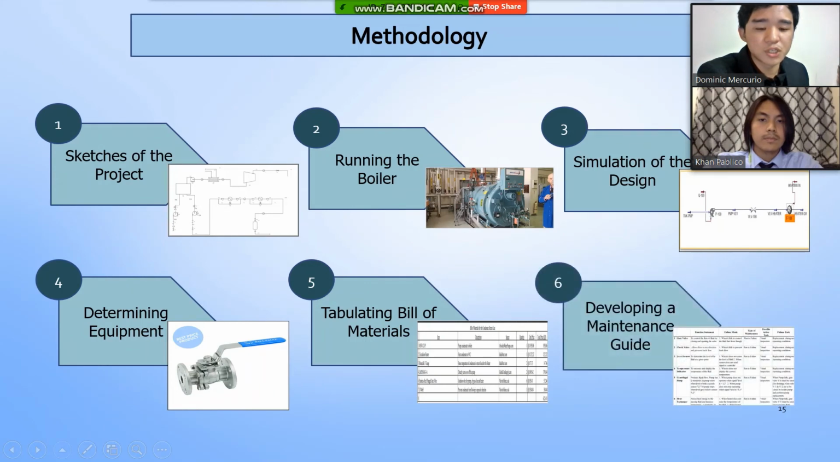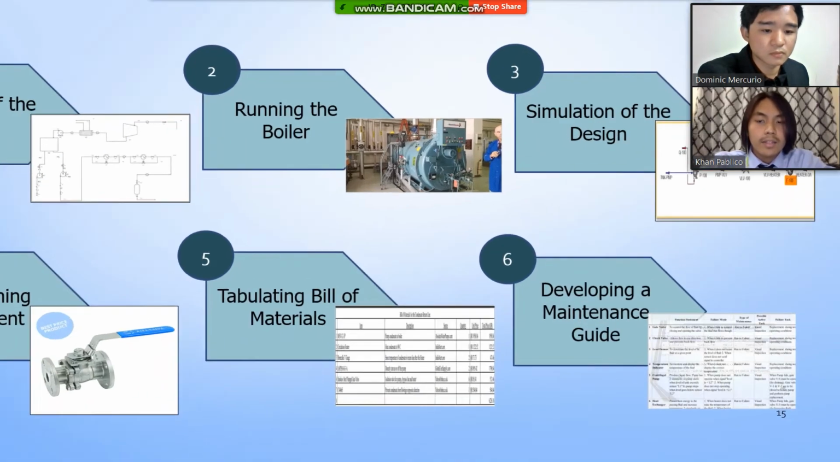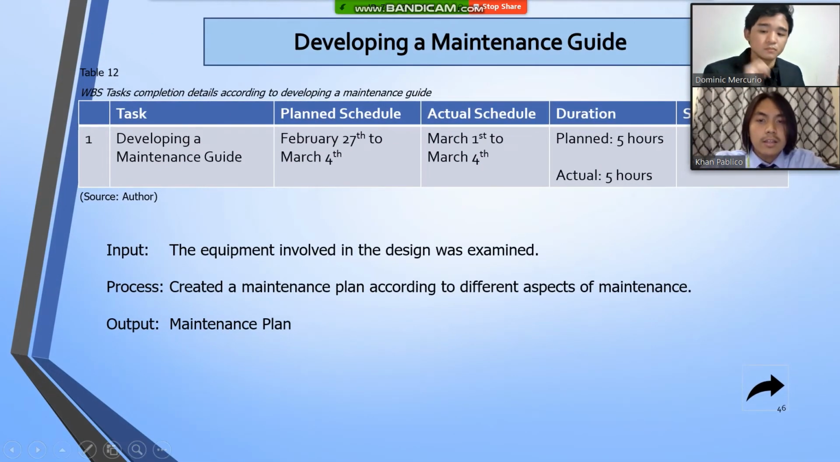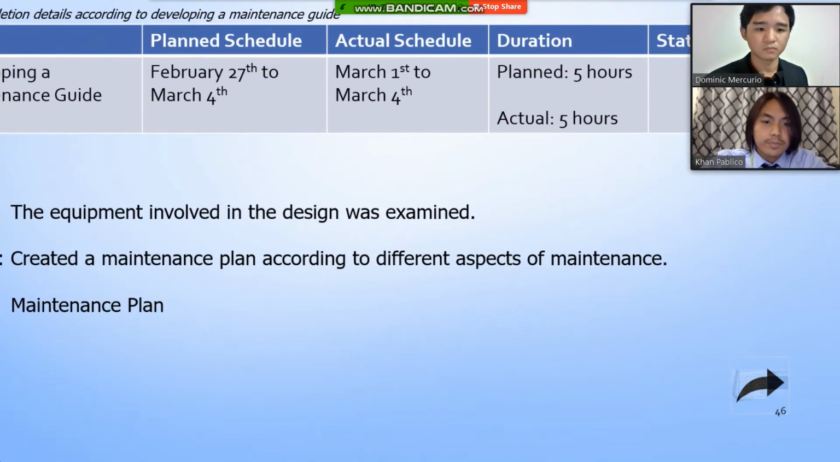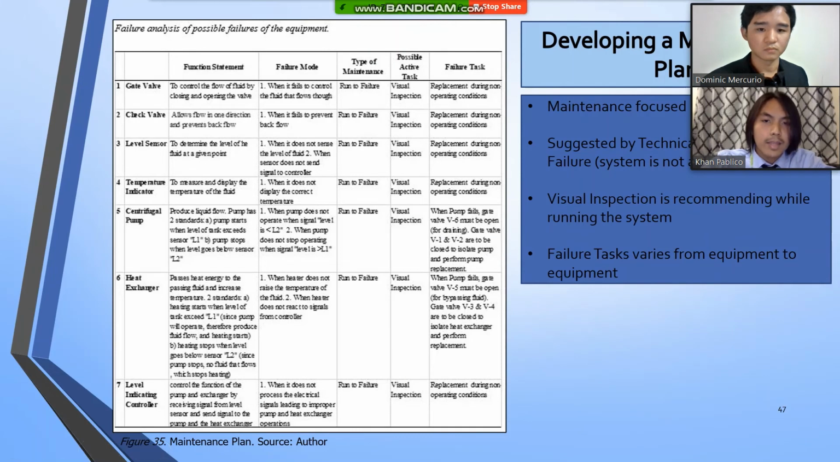The last methodology is to develop a maintenance guide. Developing a maintenance guide is done after all of these methods are completed. So all of the equipment that was specified will then be examined, and to create a maintenance plan, the help of our technical advisor is needed to identify which maintenance would be used, so that we would provide a maintenance plan guide.